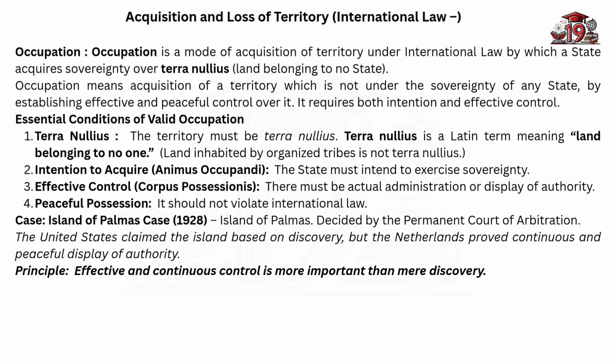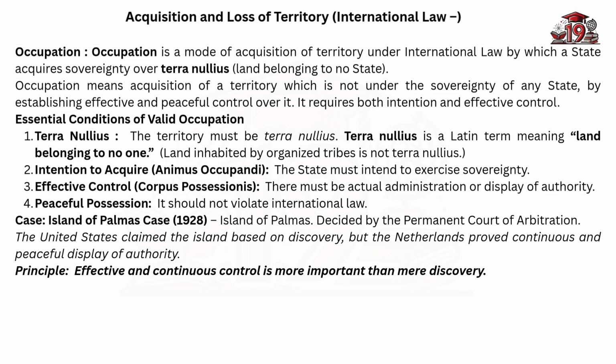Essential conditions of valid occupation. Terra nullius. The territory must be terra nullius. Terra nullius is a Latin term meaning land belonging to no one. Land inhabited by organized tribes is not terra nullius. Intention to acquire, animus occupandi. The state must intend to exercise sovereignty. Effective control, corpus possessionis. There must be actual administration or display of authority. Peaceful possession. It should not violate international law.